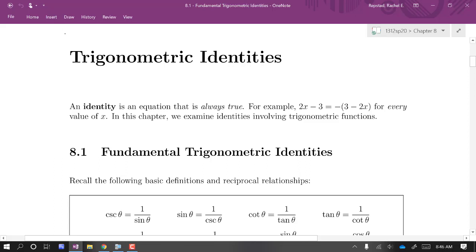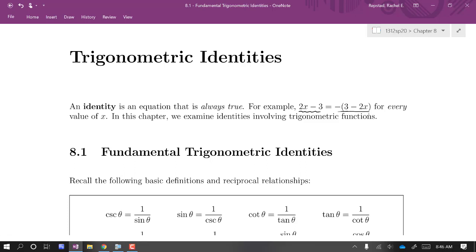All right, in this chapter, we're going to look at trigonometric identities. An identity is an equation that's always true. For example, 2x minus 3 is equal to the negative of 3 minus 2x. That's true no matter what value x takes on.